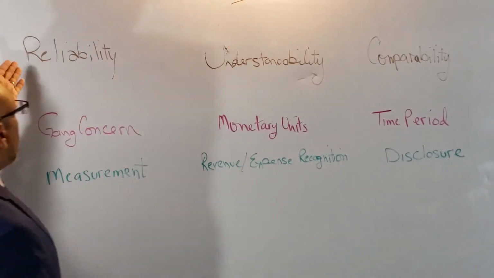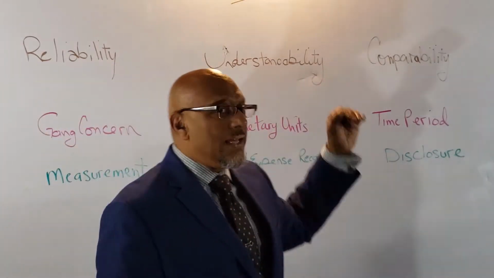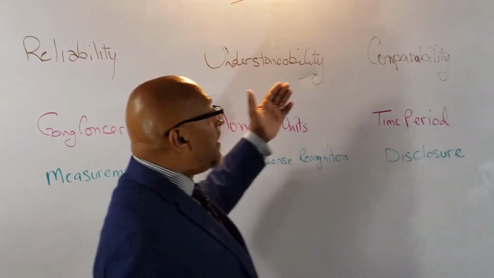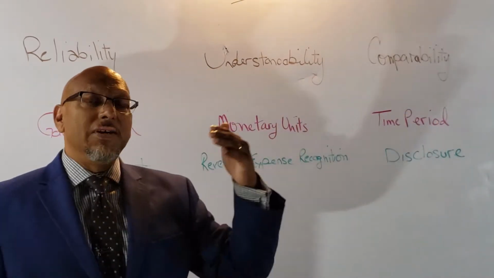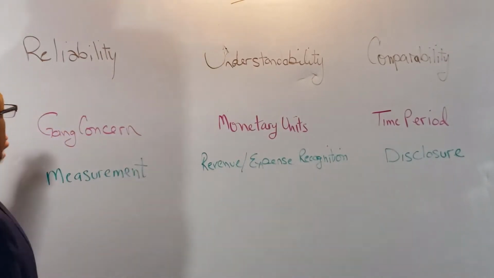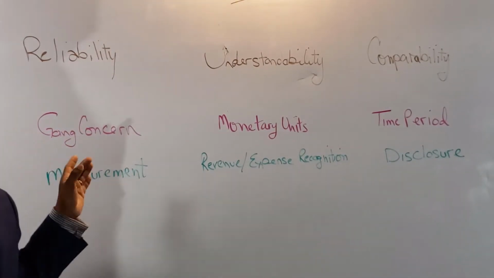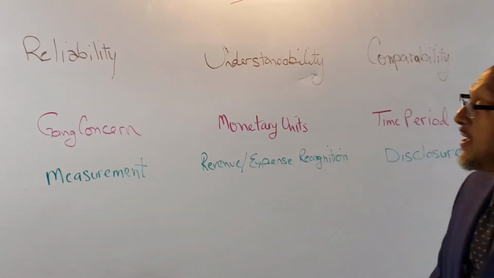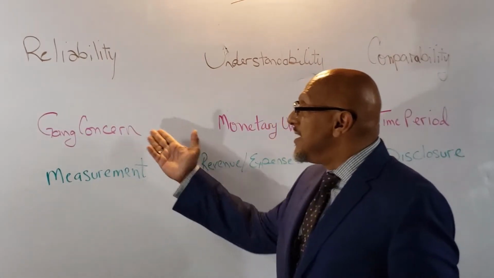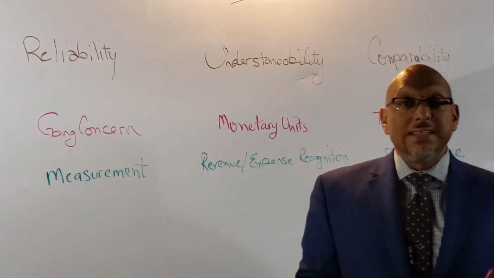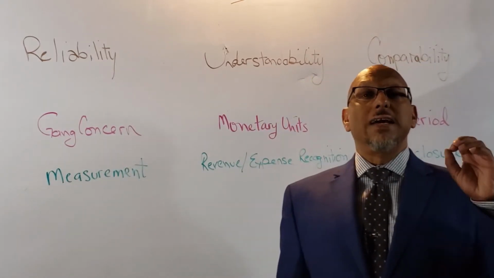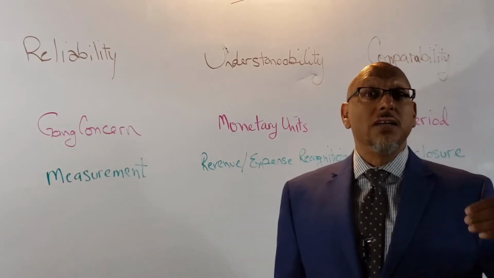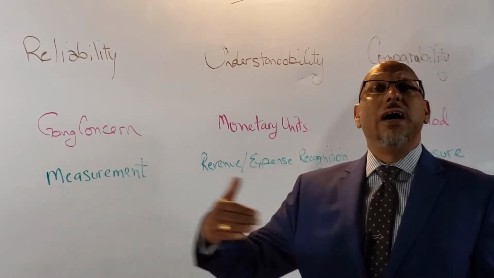Now, we have some basic assumptions to keep it reliable, understandable, and comparable to time periods. We must make an assumption that this company that we're doing the financials for is going to be a going concern. That's a legal, accounting, and auditing term, meaning that the business will continue and will be beyond this point.